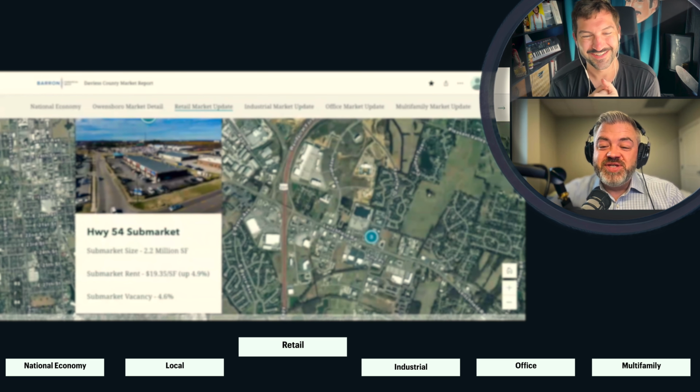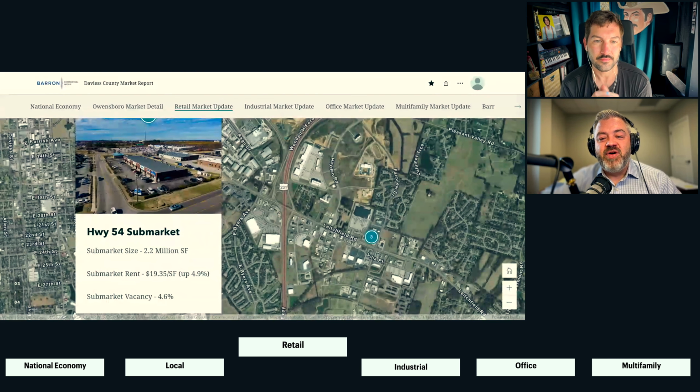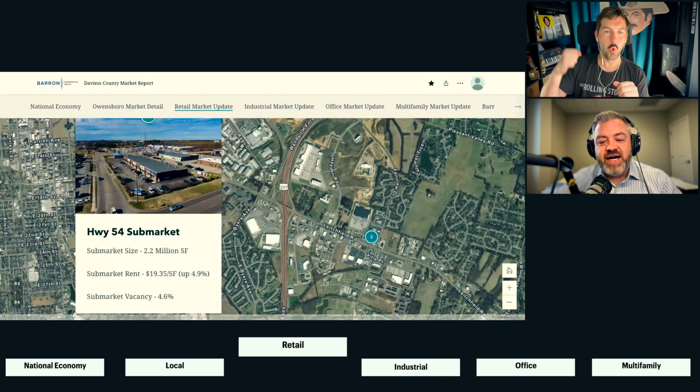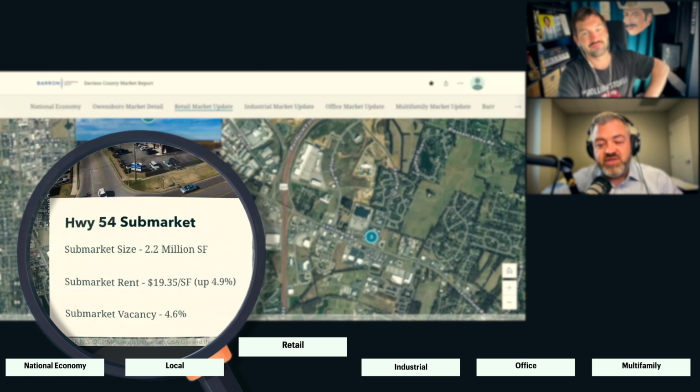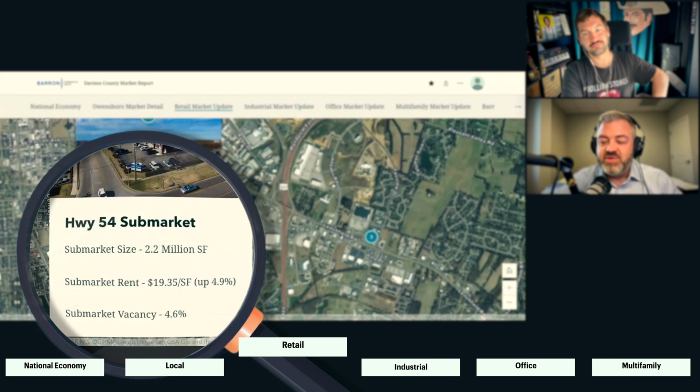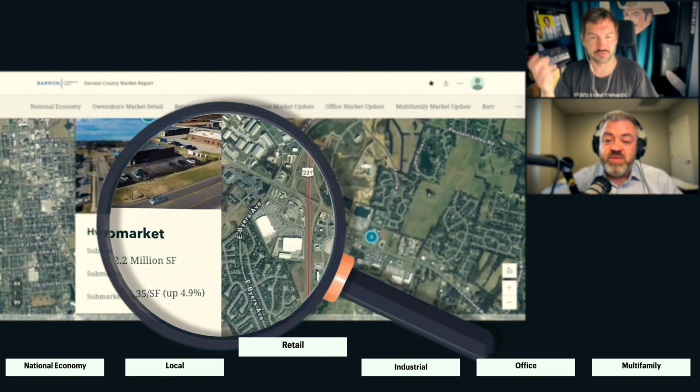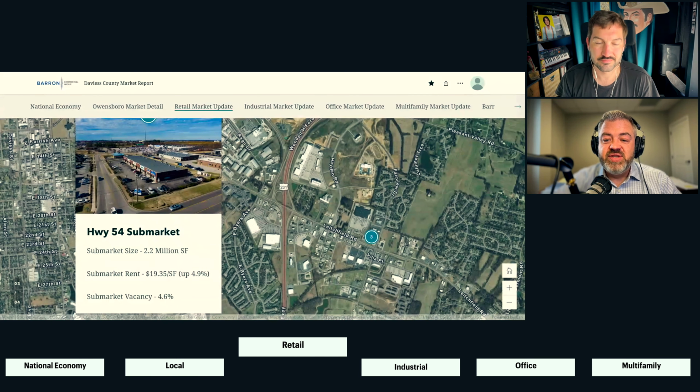Now, what used to be our secondary market is now our primary retail market. This is at Highway 54, the east side of town. It's now our largest retail submarket at 2.2 million square feet, and there's more in the pipeline. So this is continuing to be built out and will continue to grow. We've got another Super Walmart out here. This is where the movie theater relocated to. You've got a lot of restaurants, Hobby Lobby, Cheddar's.